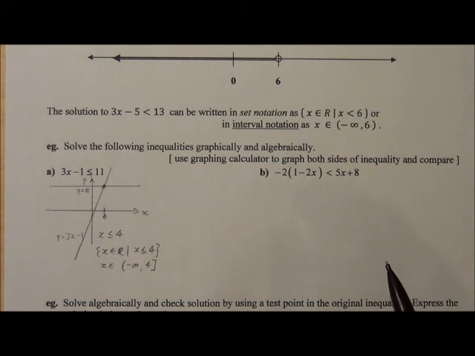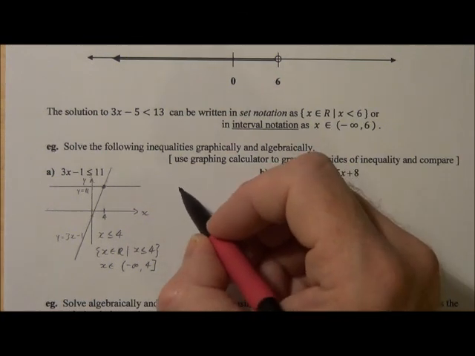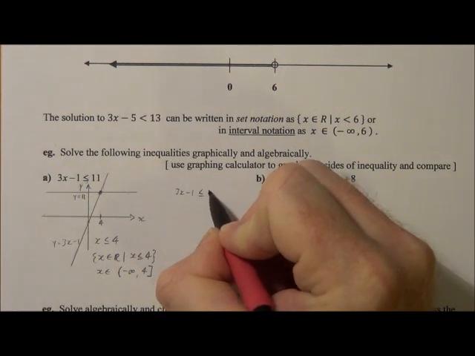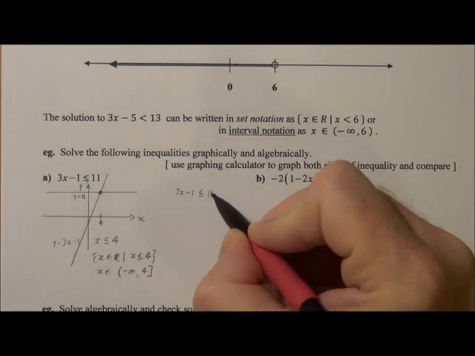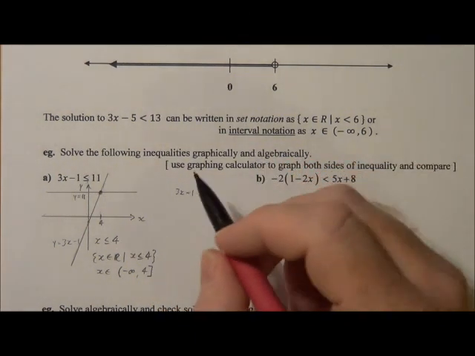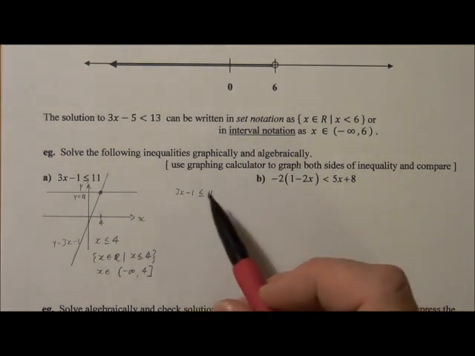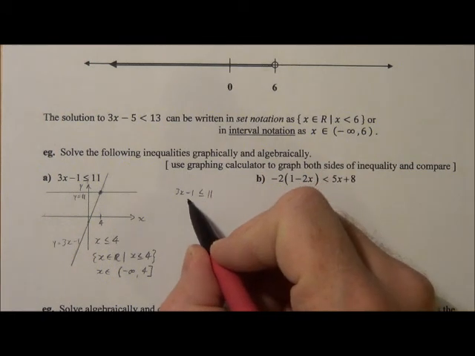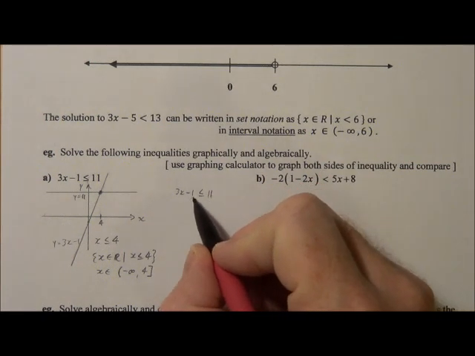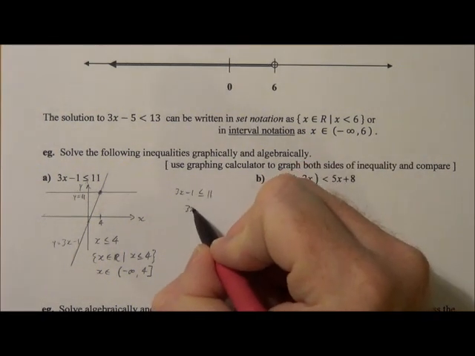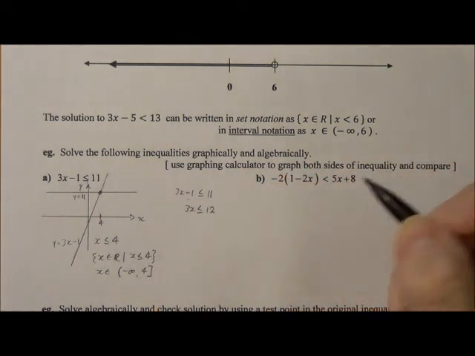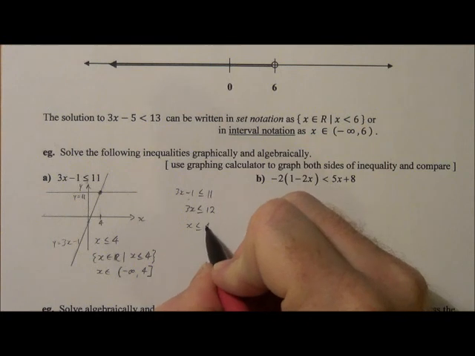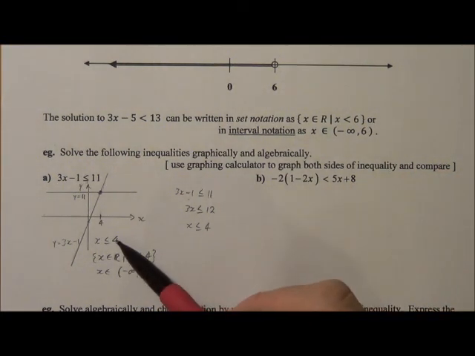I don't have a whole lot of room for the algebraic. I'll put it over here, I guess. So if we have 3x minus 1 less than or equal to 11, then we just treat this like most equations, and we'll do the same thing to both sides to maintain the balance of that inequality. So I'll add 1 to both sides here. So we get 3x less than or equal to 12, and then I'll divide both sides by 3, so x is less than or equal to 4. Okay, which is what we found here.